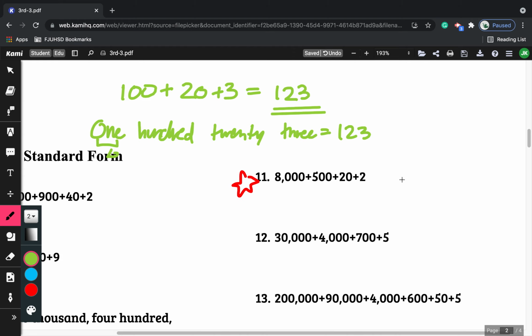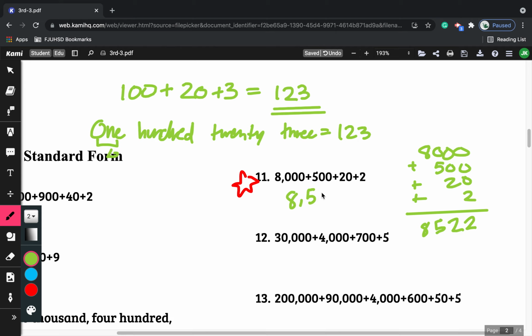So with that concept, let's solve this. This is pretty simple. You put 8,000 on top, 522. And then you go from top to bottom. So 0 plus 0 plus 0 plus 2 is 2. 0 plus 0 plus 2 plus blank, which is 0, is 2. 0 plus 5 is 5, and 8 is just 8. So the answer will be 8,522.